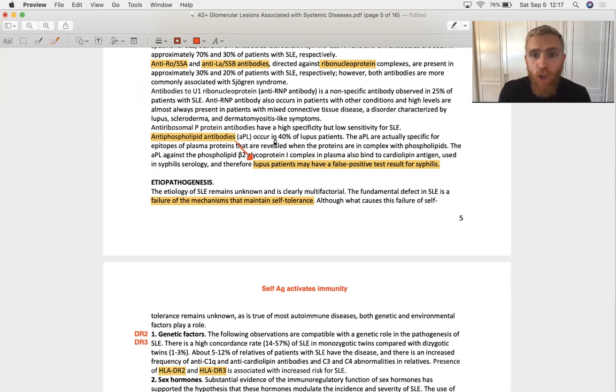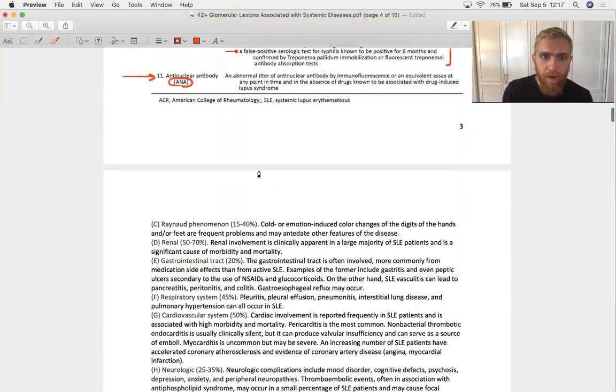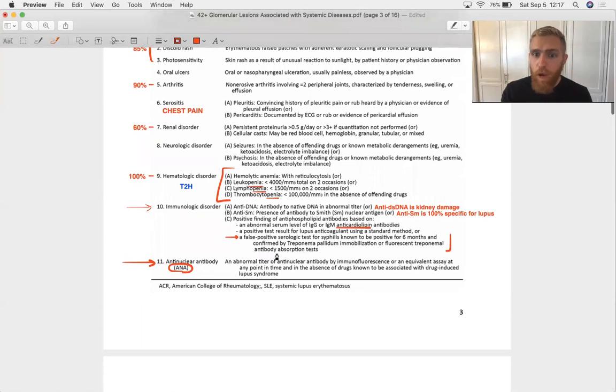Antiphospholipid antibodies are the reason why lupus patients might have a false positive syphilis treponemal test. So remember that false positive syphilis test, that's a diagnostic criteria for lupus. Even if you don't have positive antiphospholipid antibodies, they could be sub-threshold for the blood test, but there might still be enough in the blood to give you that false positive syphilis test.